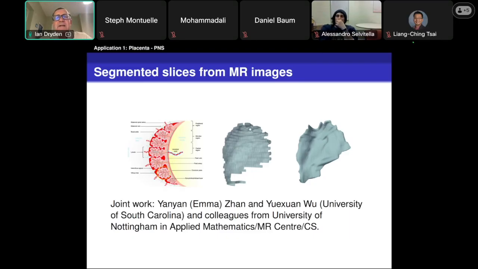We actually get the data in a rather simple form. It's just binary slices, either in or out of the placenta. That's what we're given, and that comes from computer scientists who segment the images. Then it's of interest to compare the shape of the placenta over time. So this is a sort of dynamic shape. We want to see how the placenta changes. This is joint work with Emma Zhan and Yushan Wu at University of South Carolina, and colleagues from Nottingham as well.